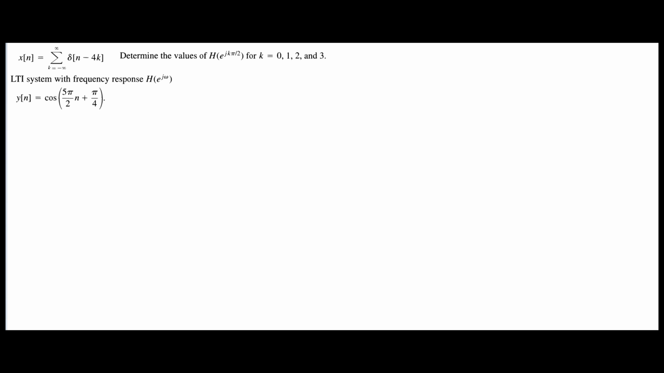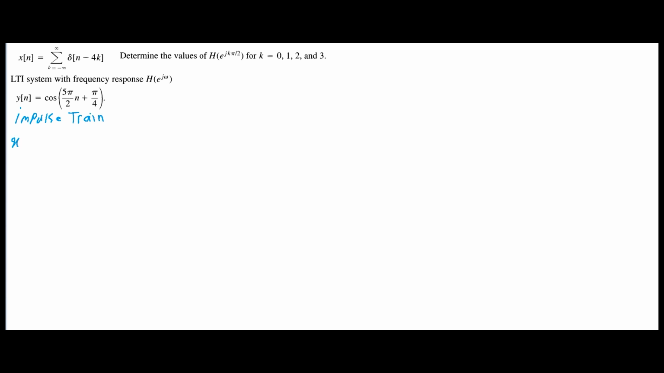In this problem, we are given a discrete time LTI system with the frequency response H(e^{jω}). The input signal x[n] and the output signal y[n] are both provided, and we are asked to calculate the frequency response for k equals 0, 1, 2, and 3.